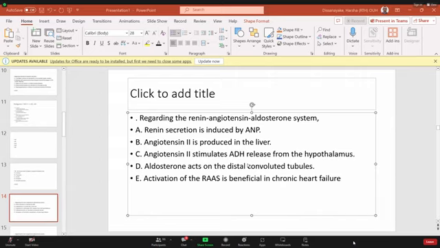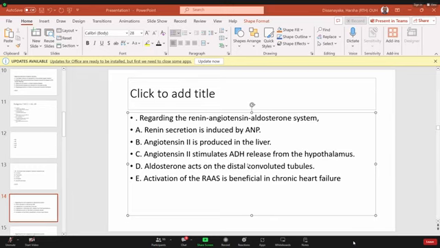Angiotensin 2 is produced in the liver. Actually, angiotensinogen is produced in the liver. It is converted to angiotensin 1, and then it is converted to angiotensin 2 predominantly in the pulmonary capillaries, let's say inside the lungs. Angiotensin 2 stimulates ADH release from the hypothalamus.